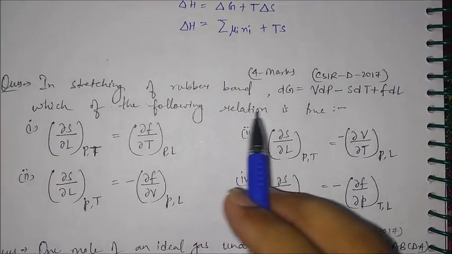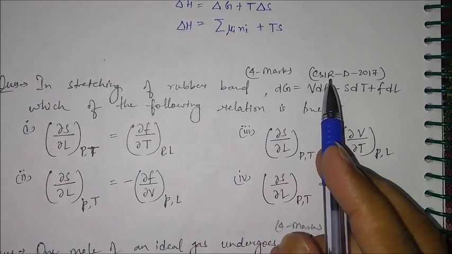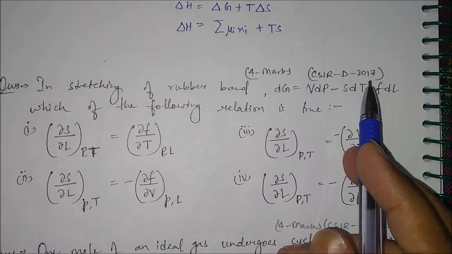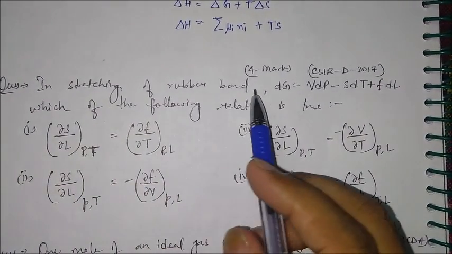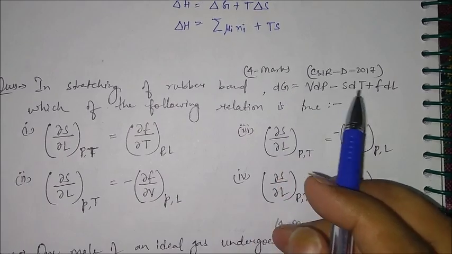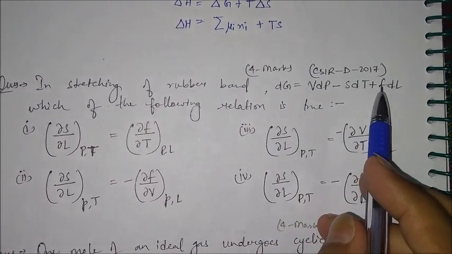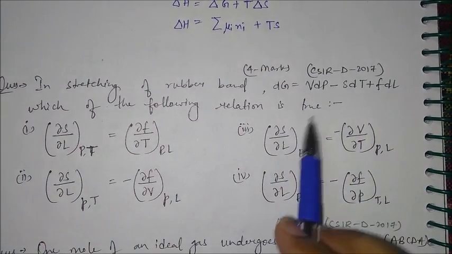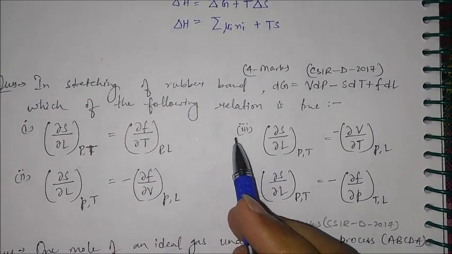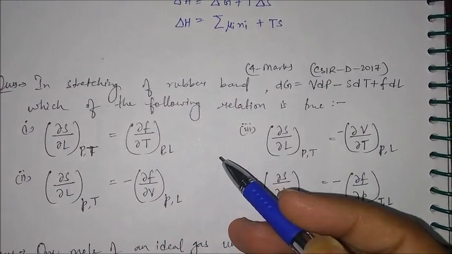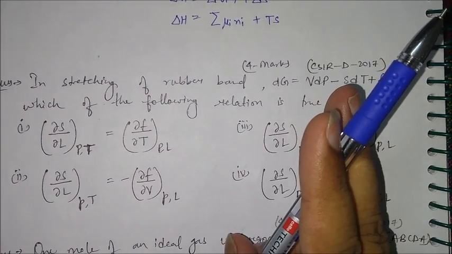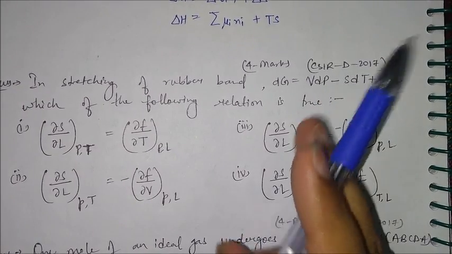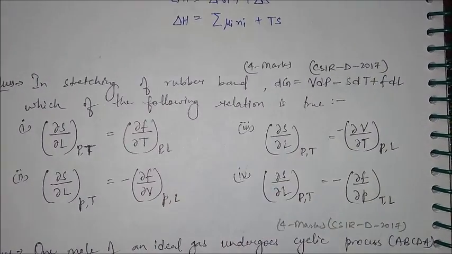The next question is of 4 marks and it came in CSIR December 2017. The question says that for the stretching of a rubber band, dG equals VdP minus SdT plus FdL. Which of the following relations is true? For this question I have solved it in great detail. You can go to this link and watch it. I'm not solving it here. I have solved it completely in that video.